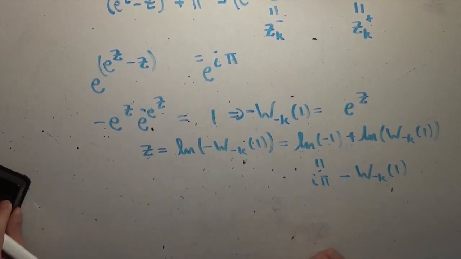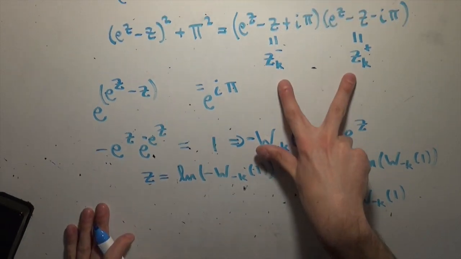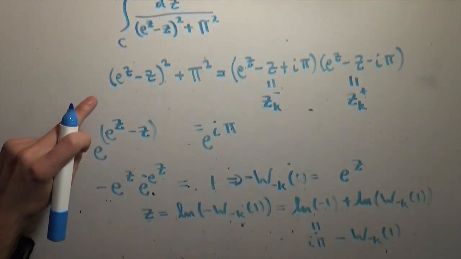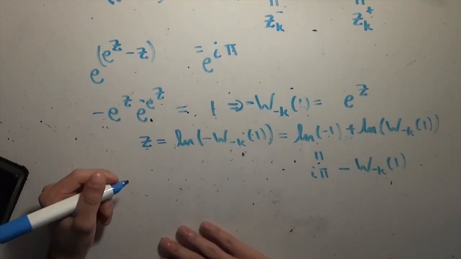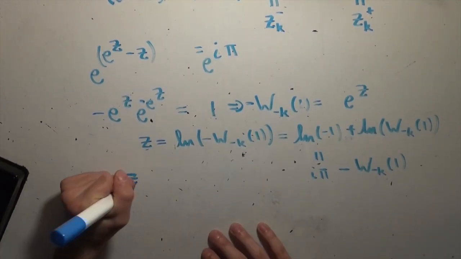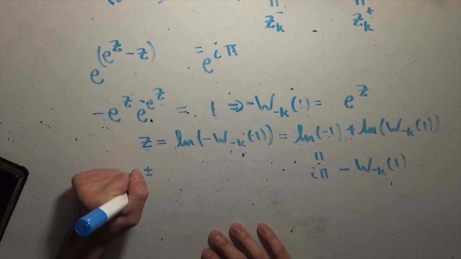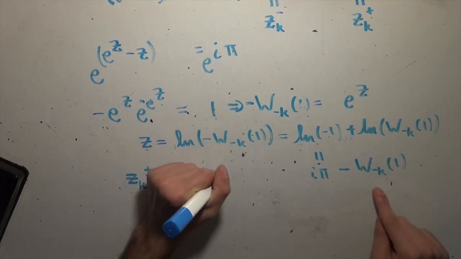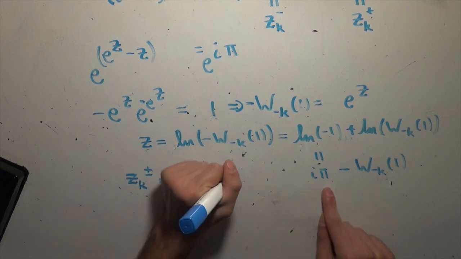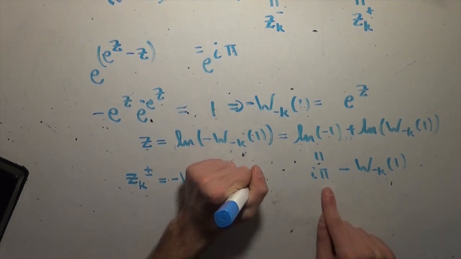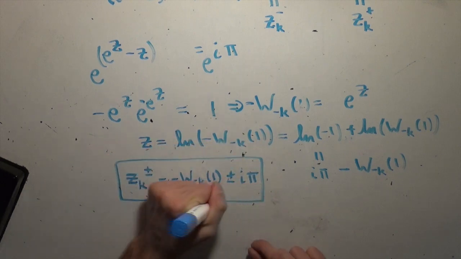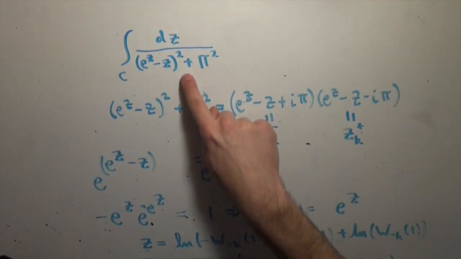So that is to say that given that we have the plus and minus solutions and all of these branches to consider, the solutions to this equation, where we're setting the denominator equal to 0, are precisely the numbers z sub k plus or minus, equal to negative w of 1 on the negative k branch, plus or minus I times pi. And those are all the solutions that will give us a pole of this function.